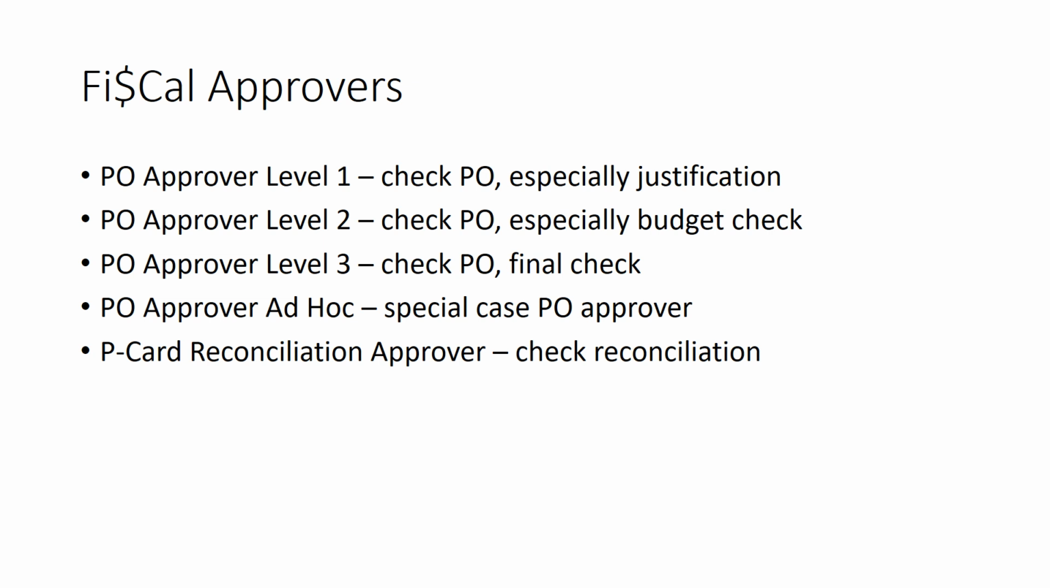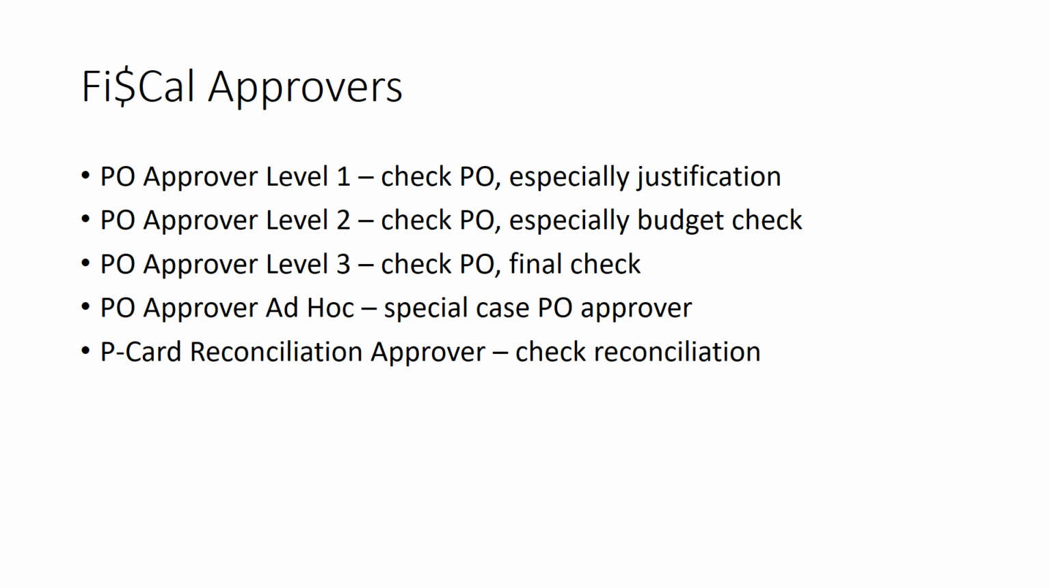Purchase Order Approver Level 1 will be the first ones to approve purchase orders after they are saved and submitted for approval by a purchaser. You must check the justification of the purchase order, as well as the chart field's coding, attachments, and other aspects of the purchase order. PO Approver Level 2 also approves purchase orders, just as Level 1 approvers do, but have the additional duty of checking the budget for the purchase. PO Approver Level 3 also check purchase orders, giving the purchase order the final seal of approval.